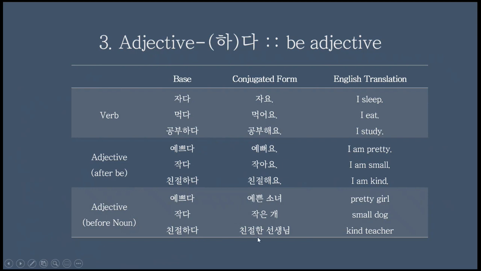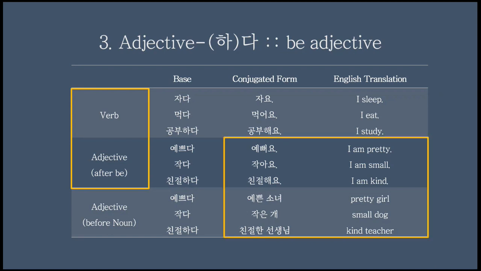친절하다, 친절한. I'm not going to go into details, but if you look closely, you can find the pattern actually. Again, let me emphasize two things. First of all, in Korean, we don't particularly distinguish adjectives from verbs, especially in terms of conjugation. Secondly, both in English and Korean, adjectives have two functions. One is after the be verb, one is noun modifier.